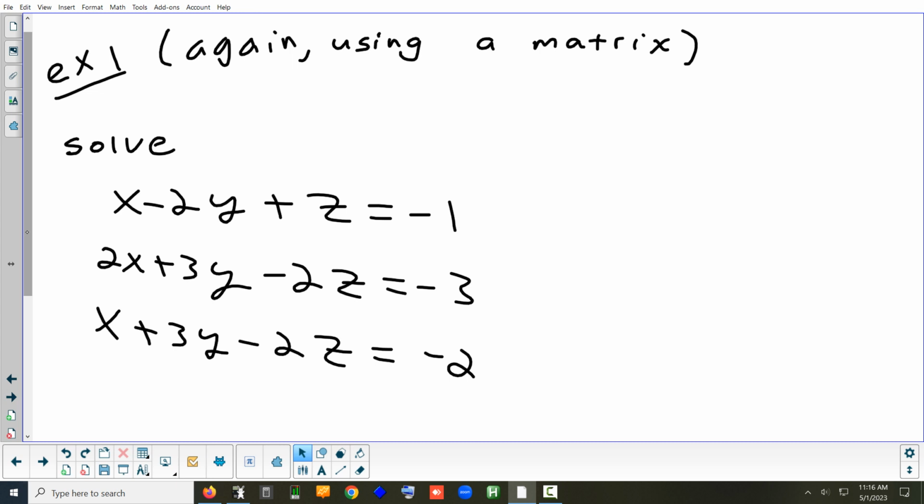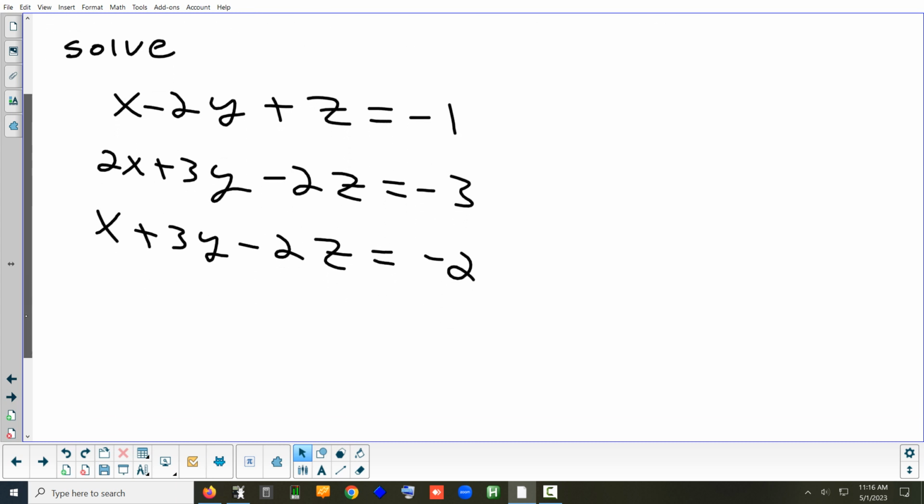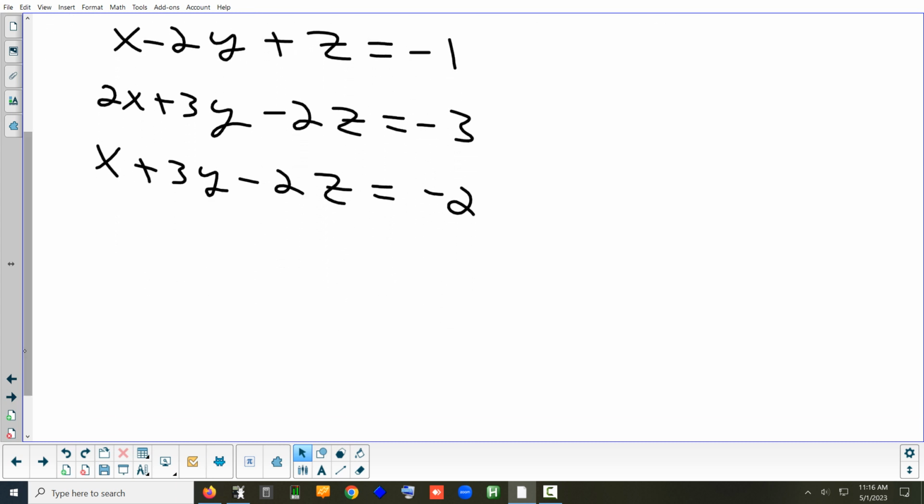So first step is to take everything you have here and translate it into a matrix. Get rid of the equal signs, get rid of all the letters. So if I want to write that as a matrix, what would my first row in the matrix be? 1, -2, 1, and then -1. So there's your first row.